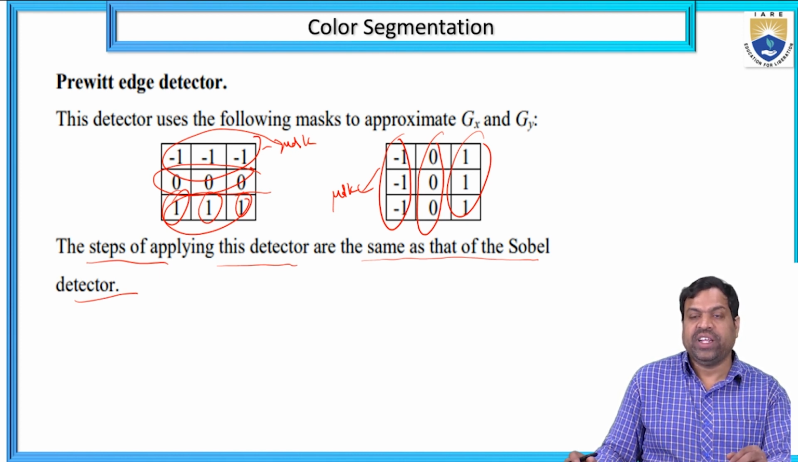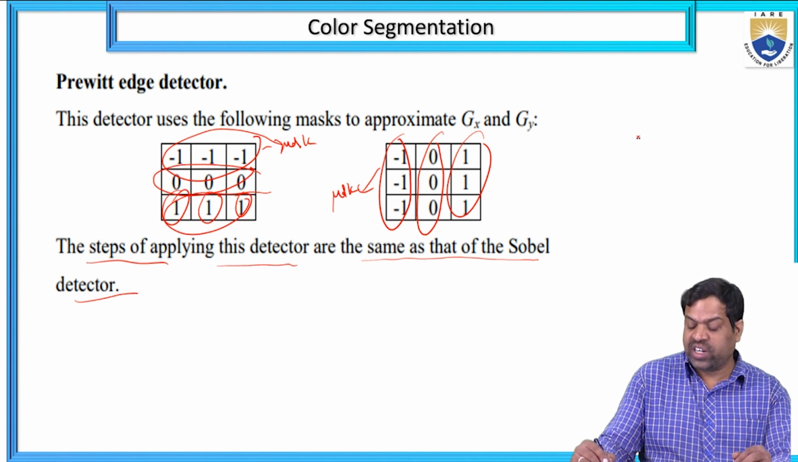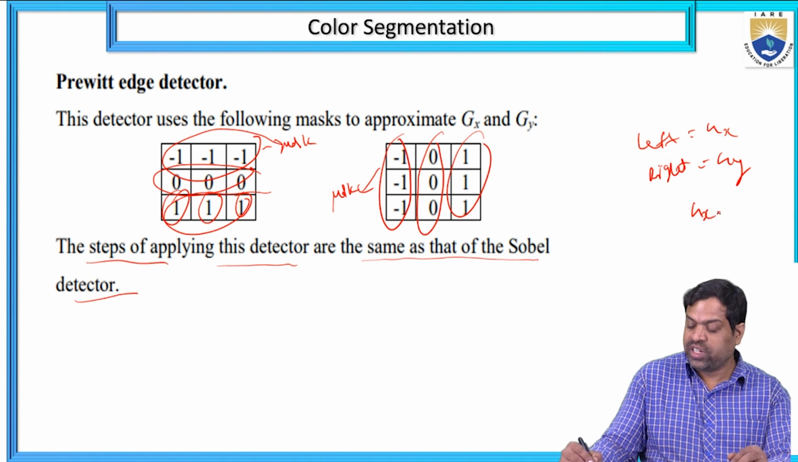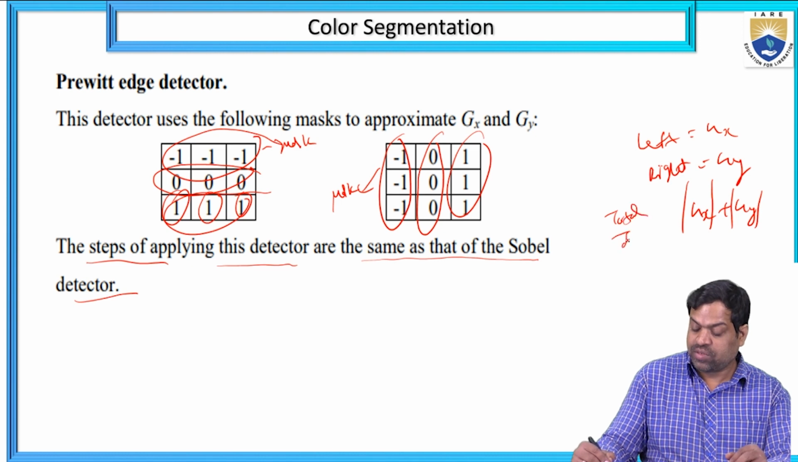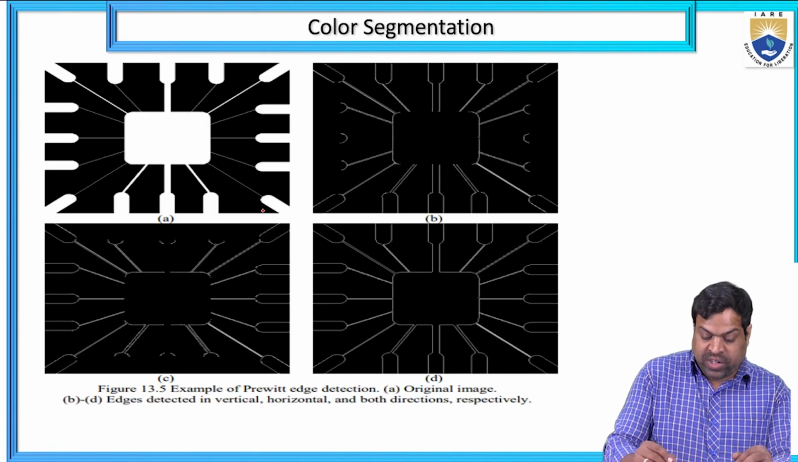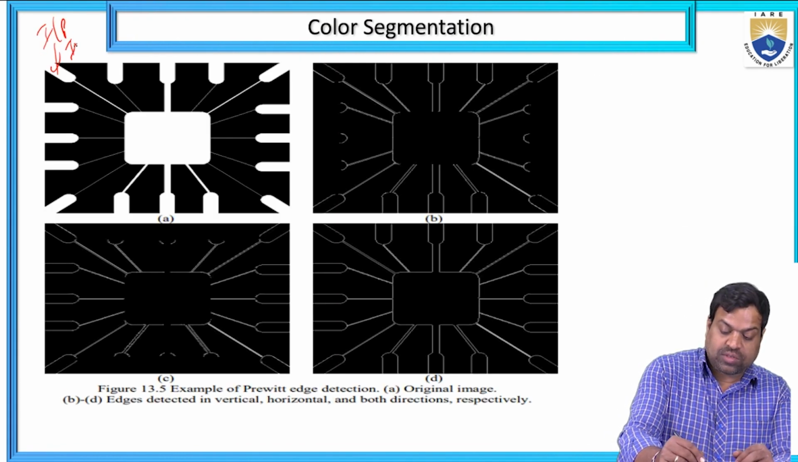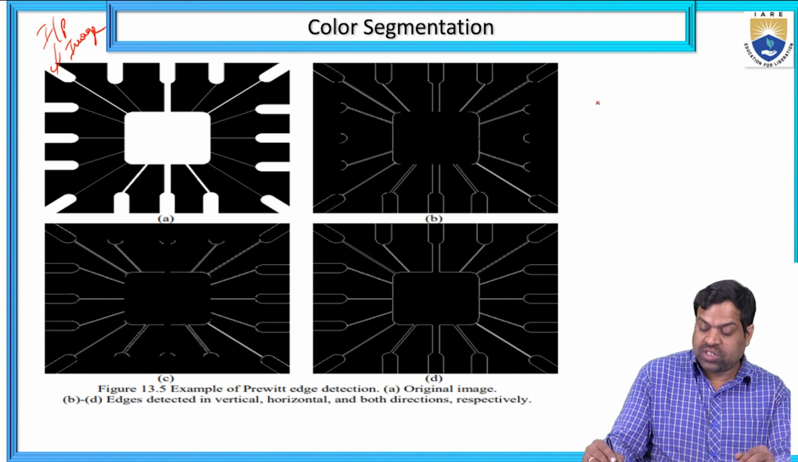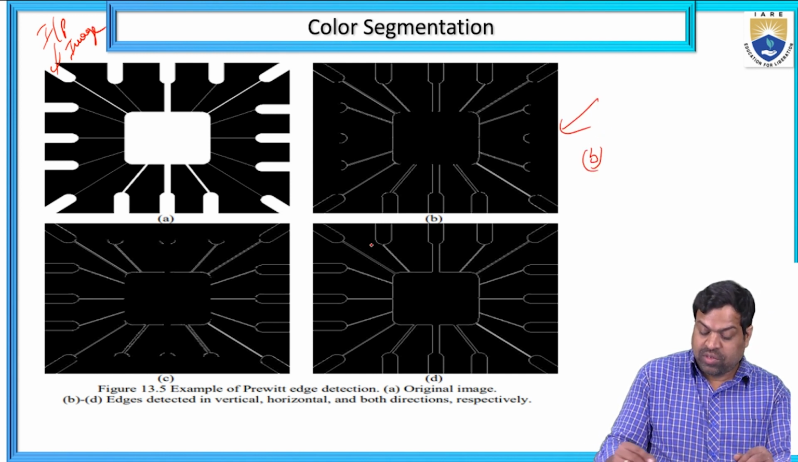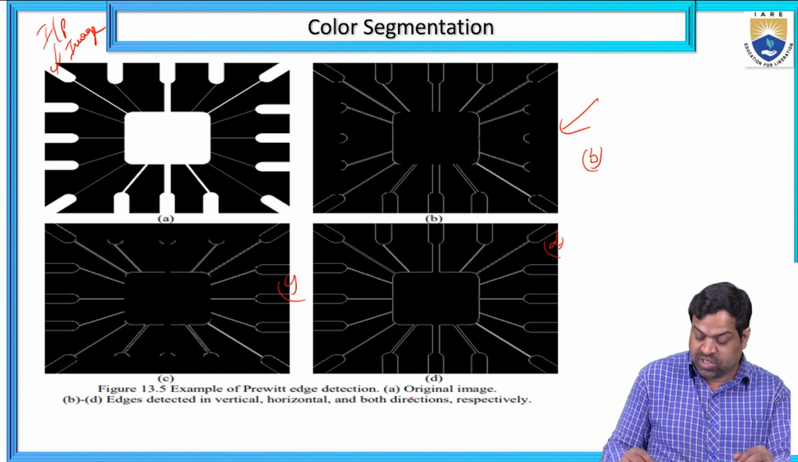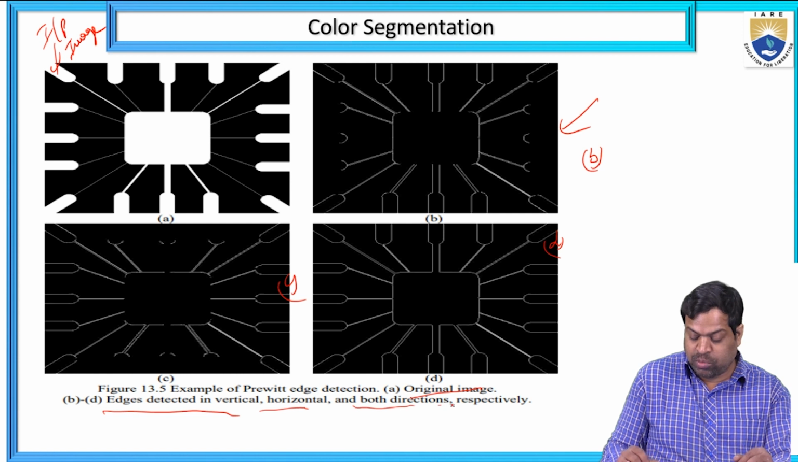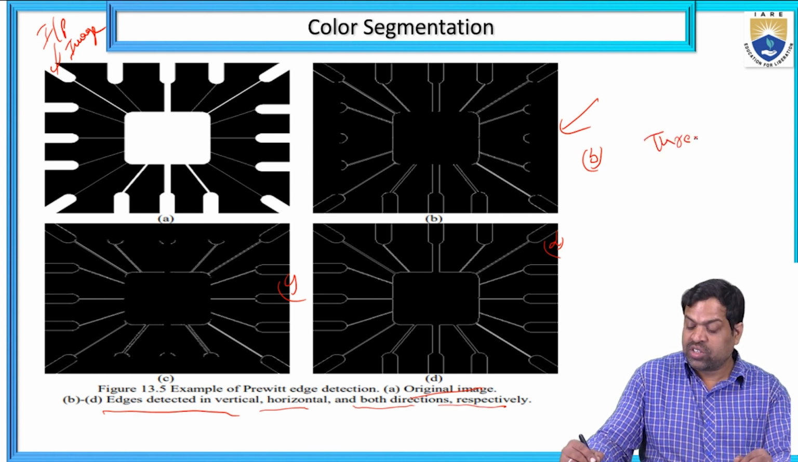This detects edges using masks to approximate Gx and Gy. The left is considered Gx and the right is considered Gy, so the total is the modulus of Gx plus Gy. This is the input image, then figure B, figure C and figure D: the original image, and edge detection in vertical, horizontal and both directions. And here we have the thresholding values.